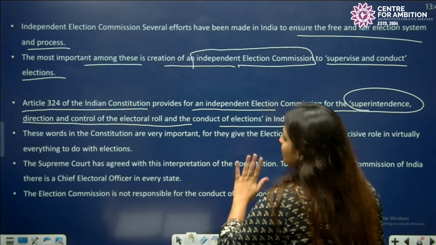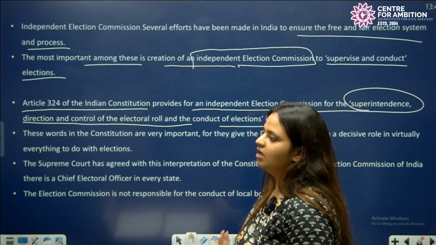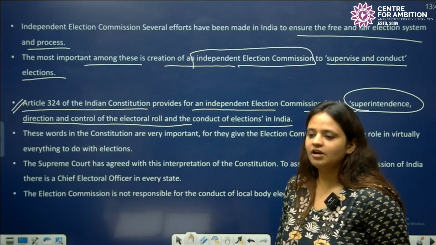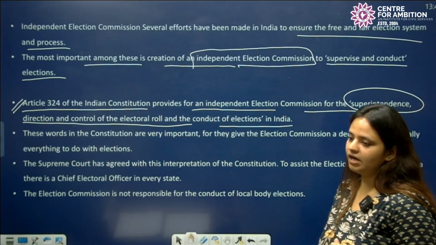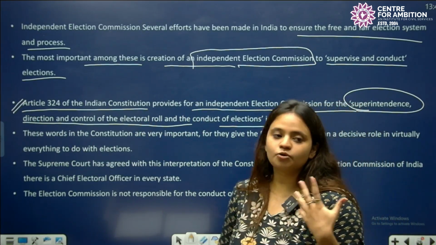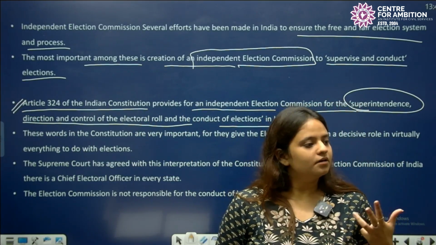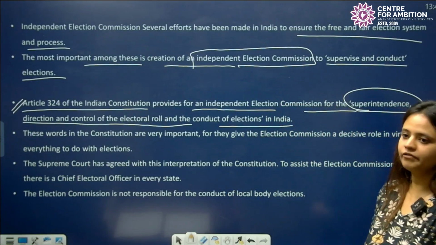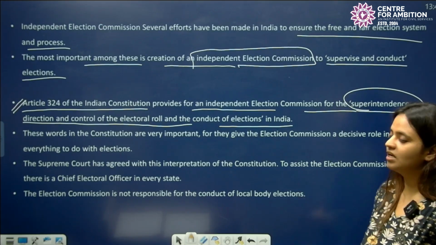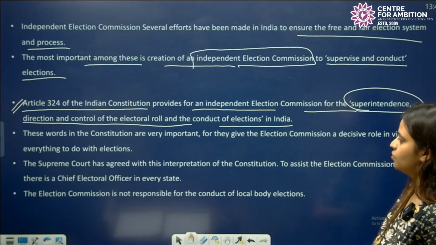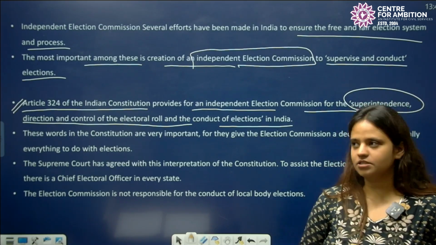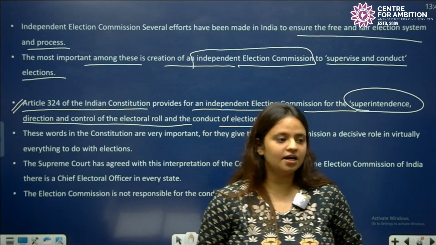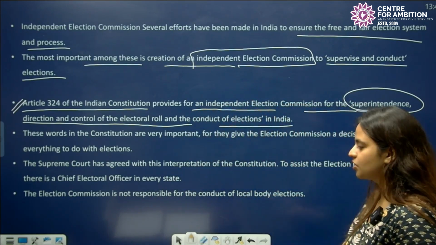So we have seen that the independence of the Election Commission is mentioned in Article 324. It ensures a free and fair system and free and fair elections. It supervises, it conducts, it puts superintendence in the procedure of elections. It sees to the direction and control of the electoral roll and conducts the elections. So the whole responsibility of elections for the union government and state governments goes to the Election Commission.